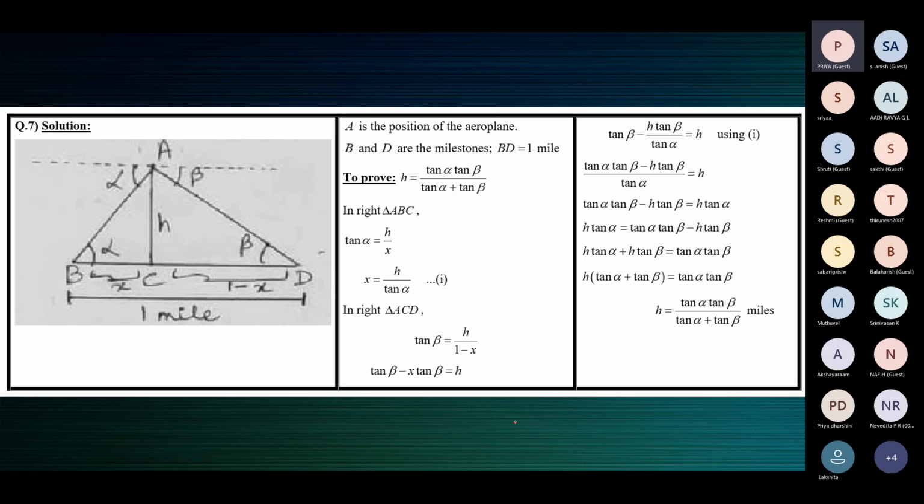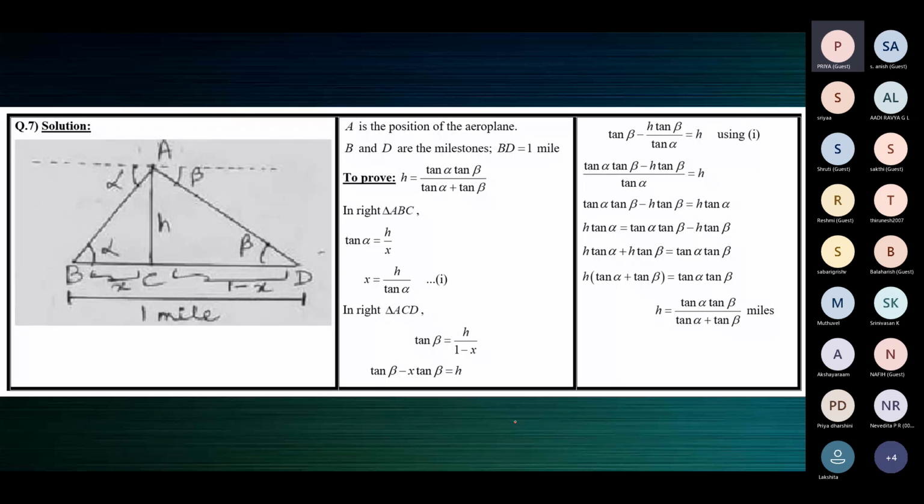Done writing, children? Yes, ma'am. Okay. What is A? What does A represent? The position of the aeroplane. What is AC? The height of the aeroplane from the road. Yes, the vertical height of the aeroplane, or simply the height of the aeroplane from the road.